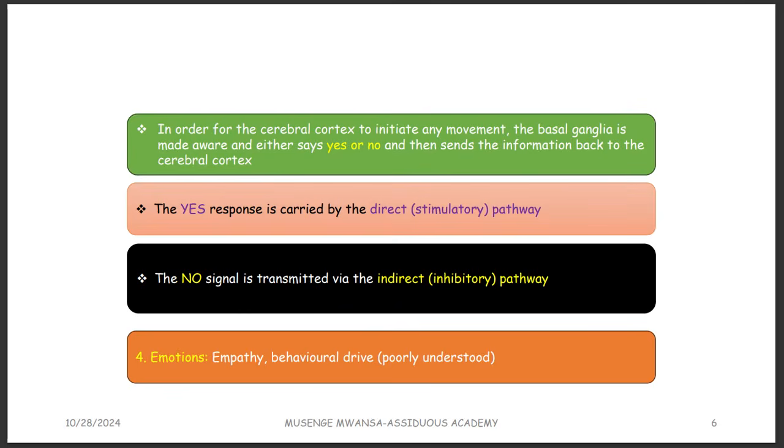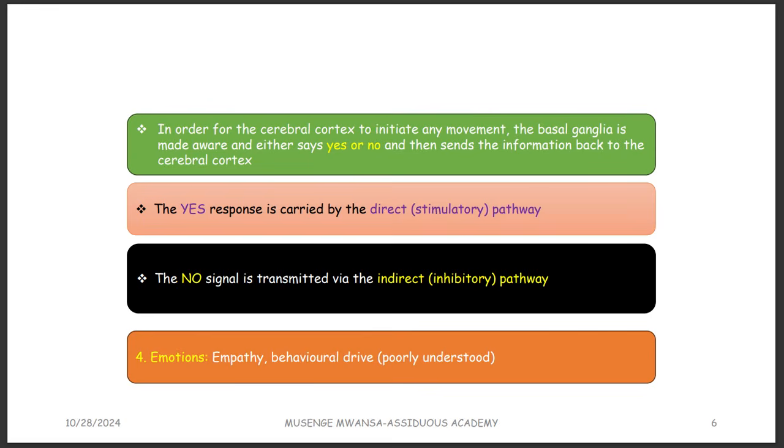So, what is the basic function? How does this basal ganglia do its function? Now, remember, when I want to initiate a function that is voluntary, I want to control a movement. Let's say, for example, I want to move my hand.